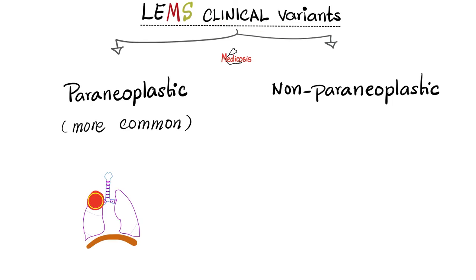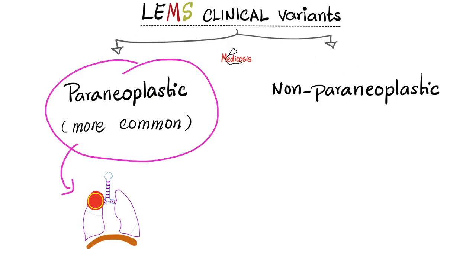As for the clinical variants of Lambert-Eaton myasthenic syndrome, we have paraneoplastic and non-paraneoplastic. The most common is the paraneoplastic. Most of these patients have cancer. Most of the time it is lung cancer. Most of the time it's small cell lung cancer.